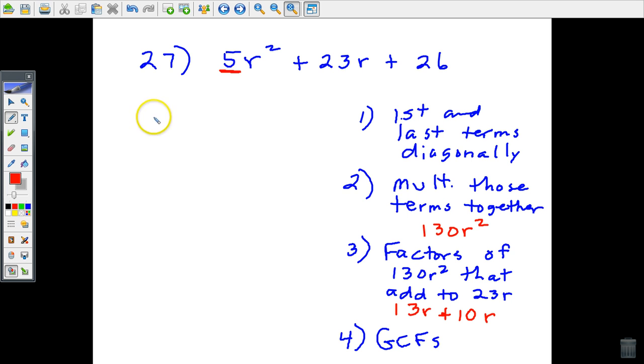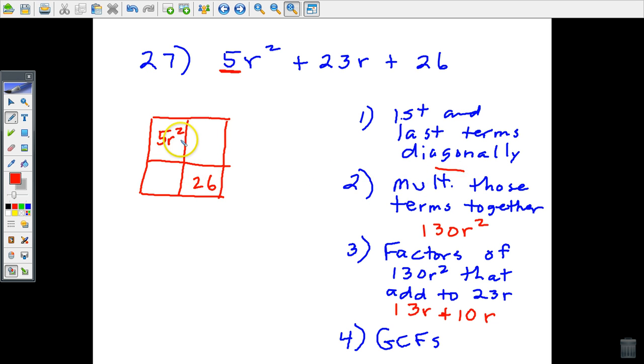That's going to utilize what we're going to term as the box method. It's pretty easy. If you practice it enough, it's really not too bad, and I've listed the 4 steps of the box method. The first one is pretty simple. Just take the first term and the last term and put them across from each other diagonally. Okay? Step 2, I just want you to multiply those two terms together.